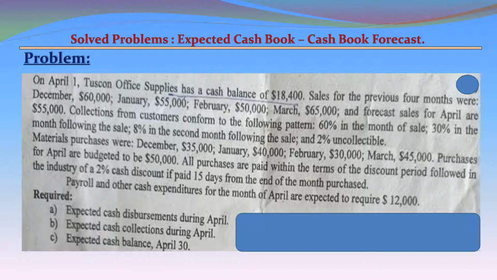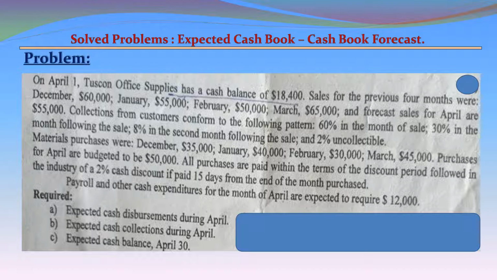Materials purchases were December 35,000, January 40,000, February 30,000, March 45,000. Purchases for April are budgeted to be 50,000. All purchases are paid within the terms of the discount period followed in the industry of 2% cash discount if paid 15 days from the end of the month purchased.